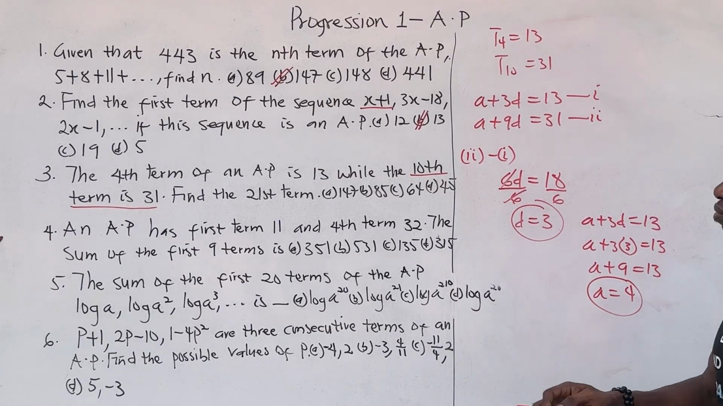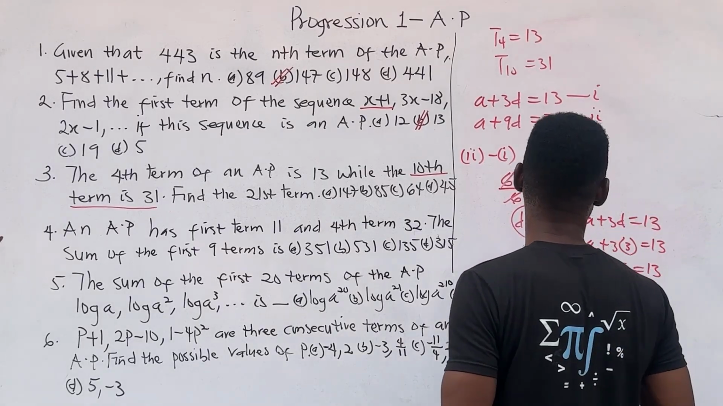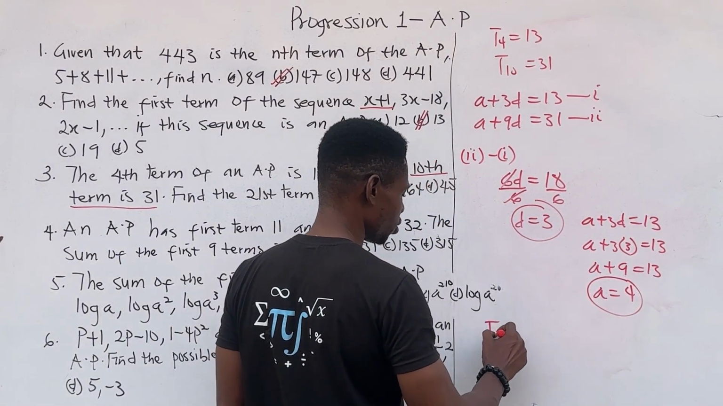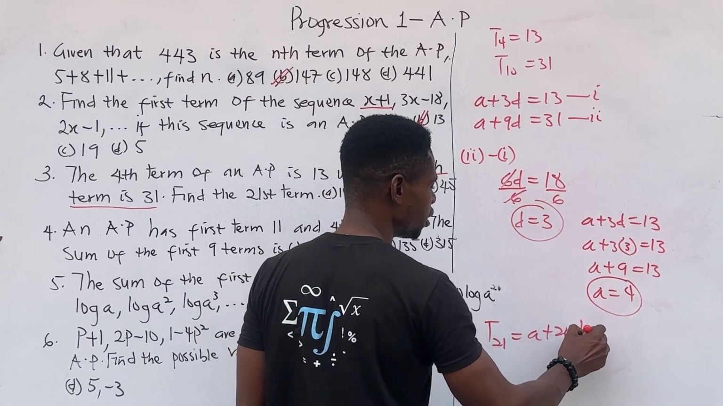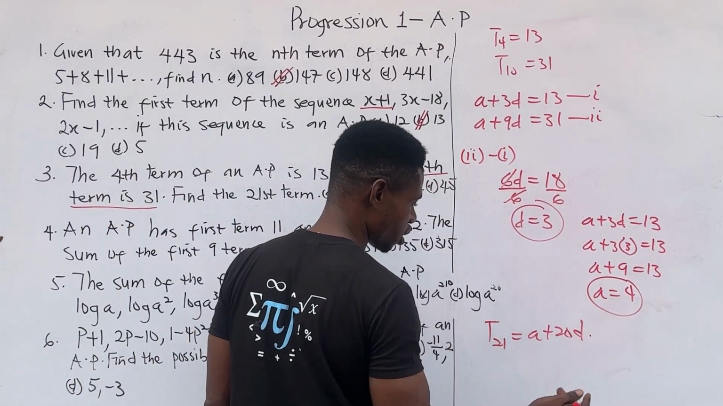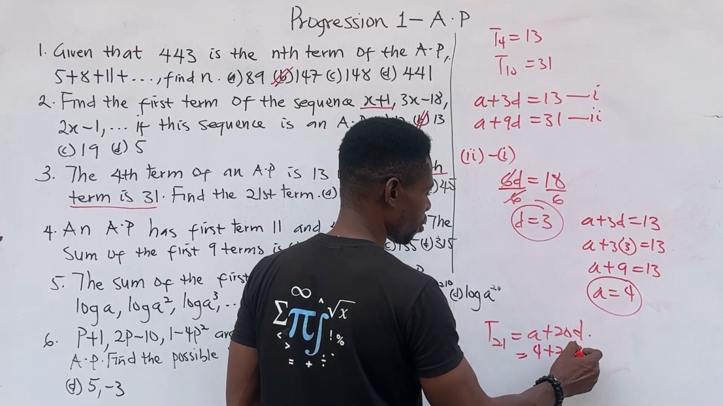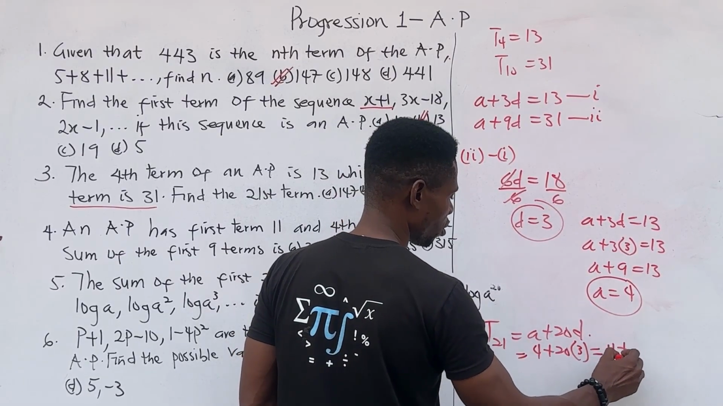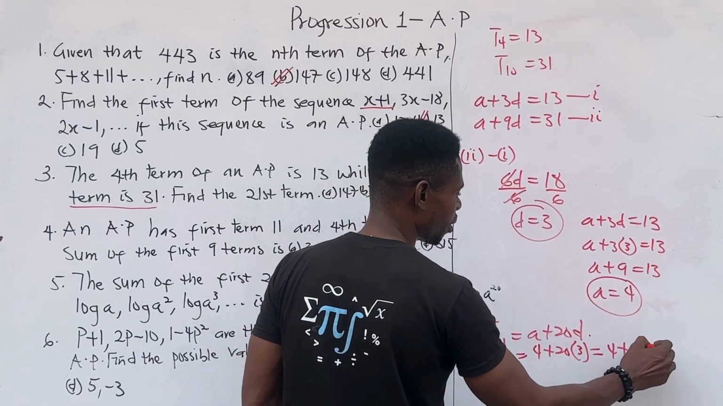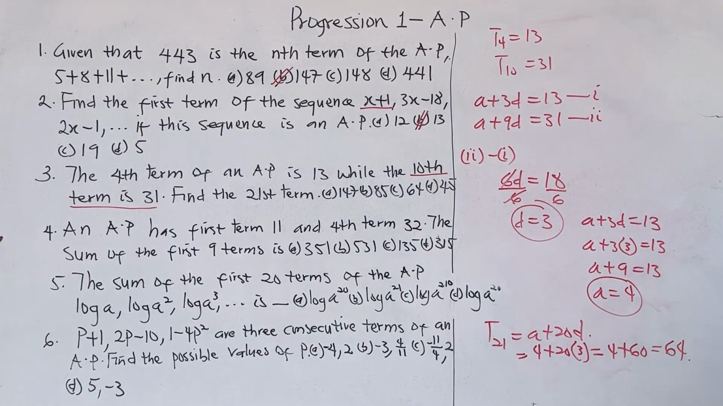Now, but the question says, find the 21st term. So T21. So T21 will be A plus 20D. So T21 is A plus 20D, n minus 1, remember. So our A is 4 plus 20 multiplied by D, 3. So that will give us 4 plus 20 multiplied by 3 is 60. And our answer is 64. So the correct answer for question 3 is 64. And that will be option C.